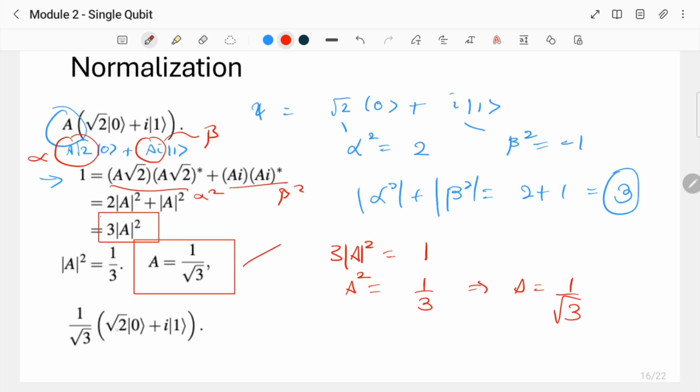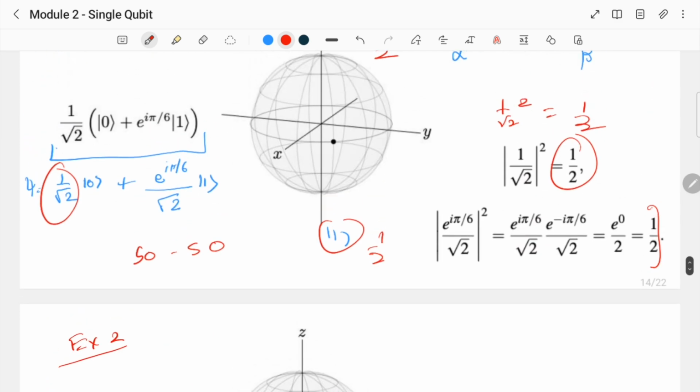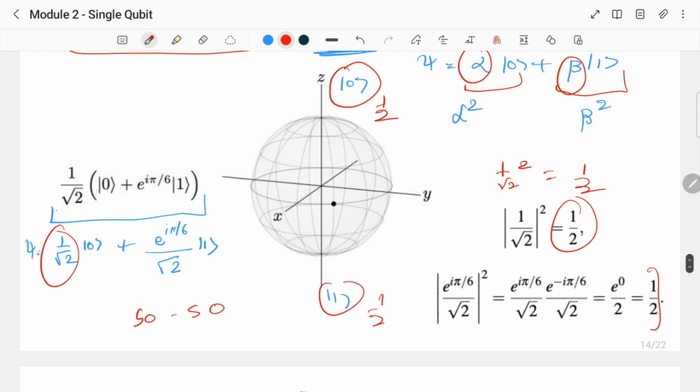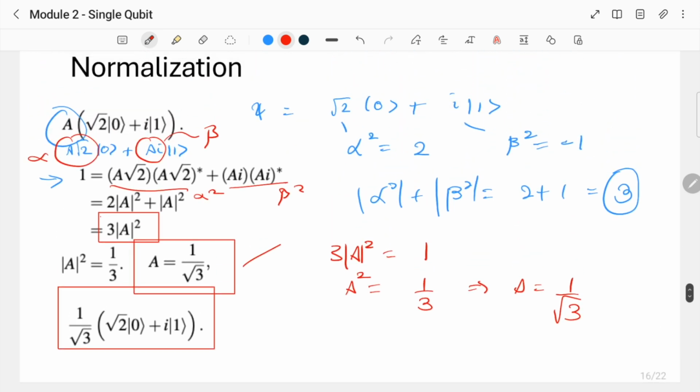Okay, and so now our final state after multiplying it with a becomes this. And just to check, you see the total probability here: if we add them, half plus half equals 1. So these states are normalized. Okay, so this is just normalization.